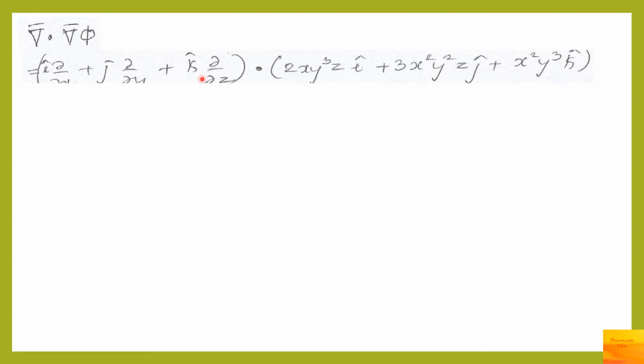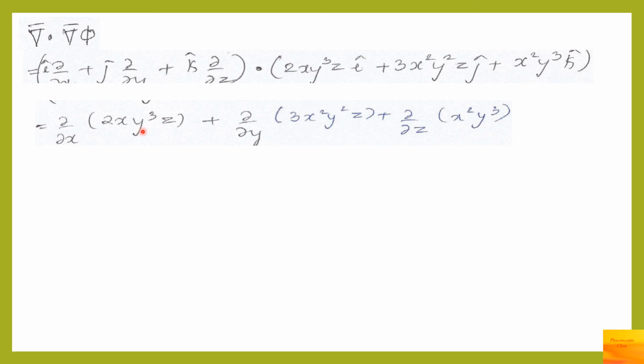Now we will find the divergence of this gradient, substituting the del operator and this gradient. Open up the brackets, differentiate the first term with respect to x, second term with respect to y, third term with respect to z. So with respect to x we get 2y cube z. Here with respect to y, the differentiation of y square is 2y, so that will be 6x square yz, and here there is no term of z, so it is 0. So that is the final equation, 2y cube z plus 6x square yz.